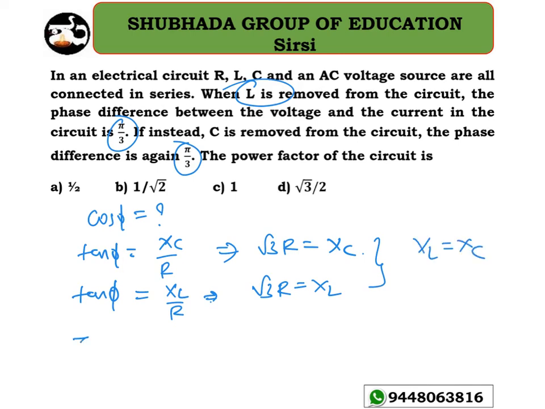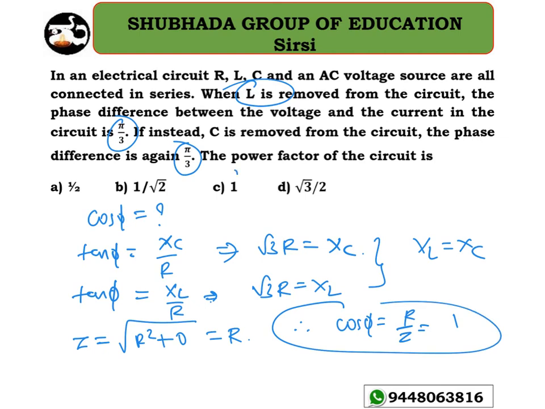So let's try to find the value of impedance Z. Impedance Z is equal to the square root of R square plus 0, which is equal to R here, correct? So Z is equal to R. That's the reason why cos phi equals R divided by Z, which is 1. So cos phi equals 1. So option C is the right answer for this question.